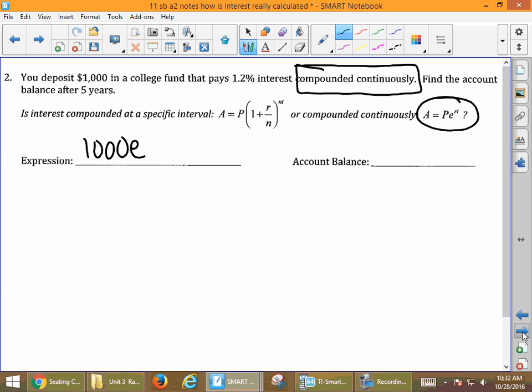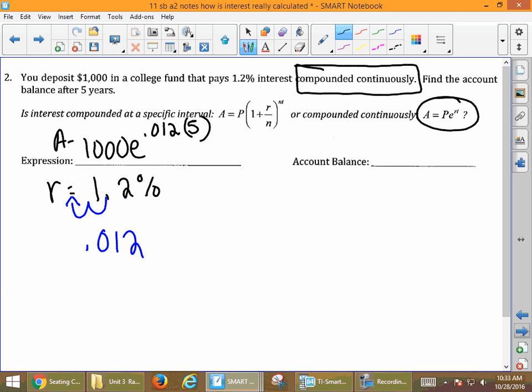P e to the rt. Our rate is 1.2%. But I just want to take a moment and talk about how we write this as a decimal. We're going to take that value and move the decimal 2 spaces to the left to get our percent written as a decimal. So this is 0.012 when we move that. So 0.012, and after 5 years. So we get A equals that.